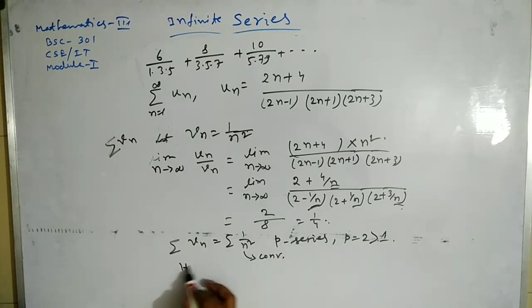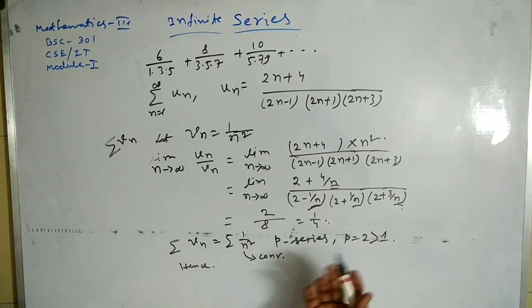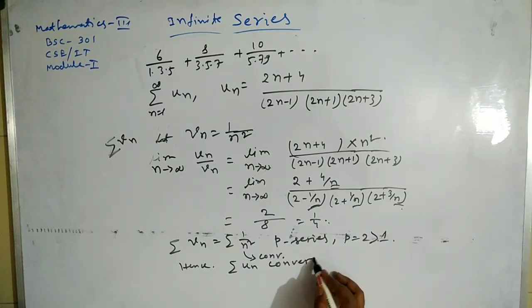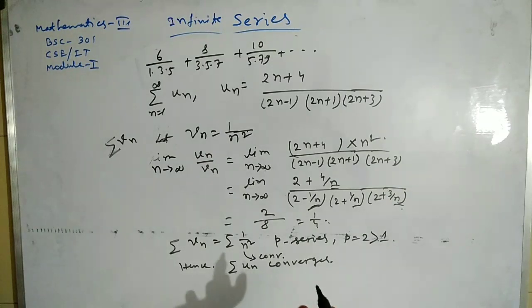So hence, by comparison test, since summation of Vn and summation of un converge or diverge together, and since summation of Vn converges, hence summation of un will be convergent. So to check the convergence of this series, we have applied comparison test. You can apply other tests also. So the result is that the given series is convergent.